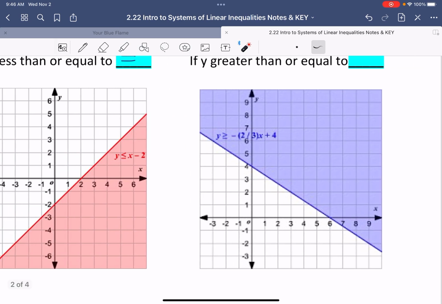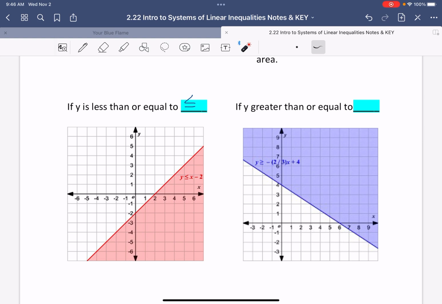All right, last example here. If y is greater than or equal to, again, we have a solid line. Notice it's solid. We're going to be greater than or equal to, and we're going to shade above this line. Again, y is greater than, so we go up. This is a solution, this is a solution, this right here, not a solution.